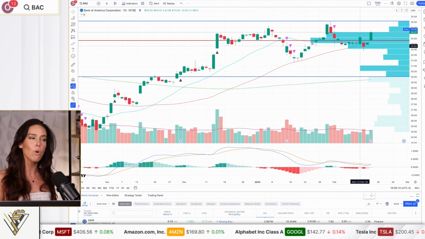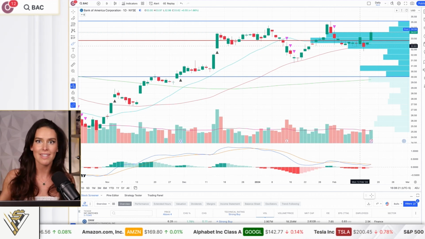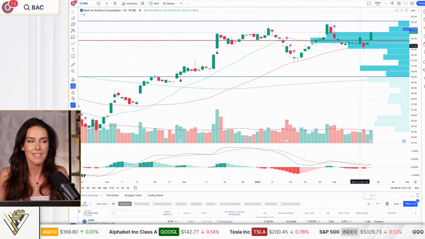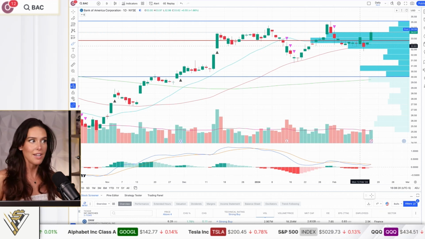And as I mentioned before, the path of least resistance is therefore not to the downside. You have a bunch of support to the downside. It is to the upside.